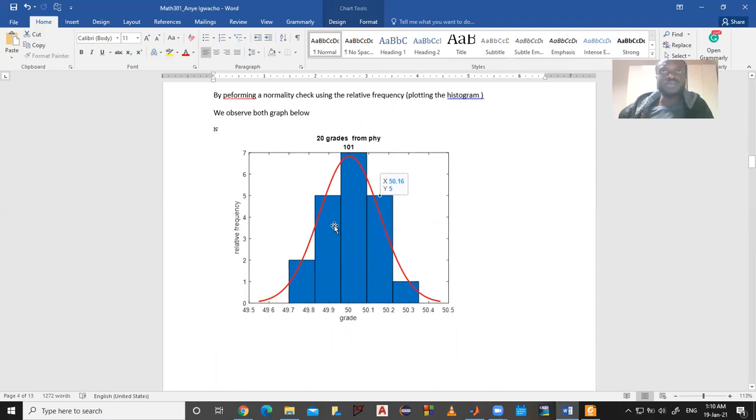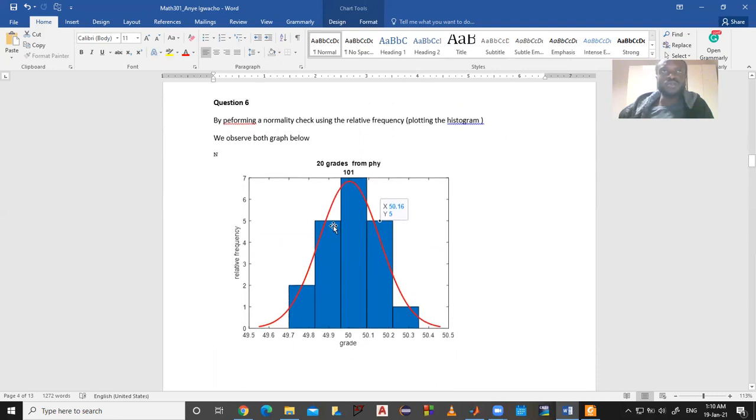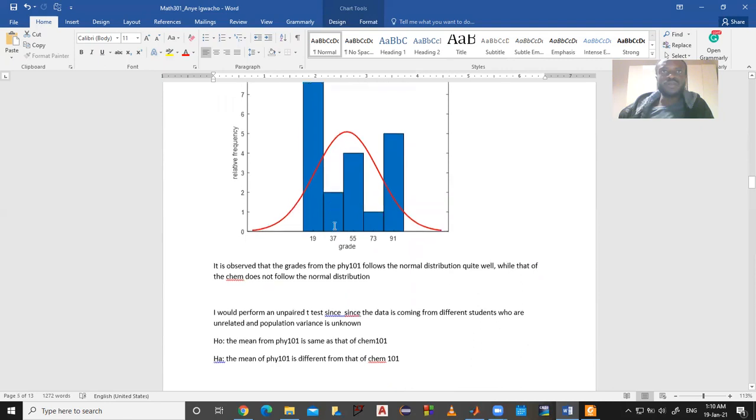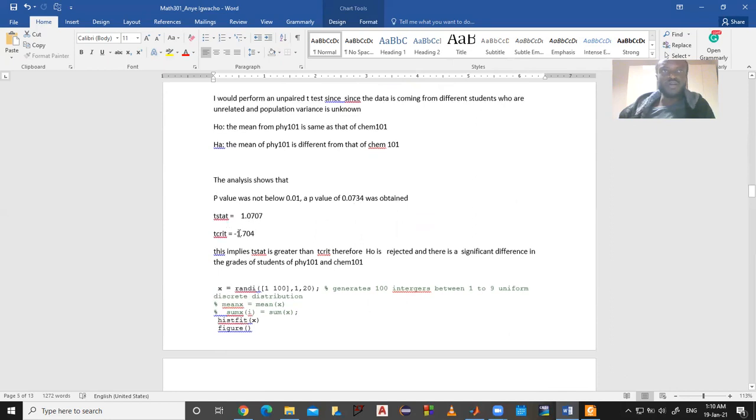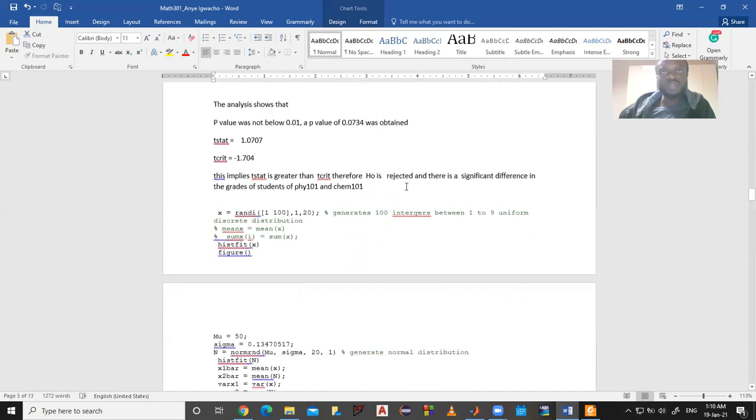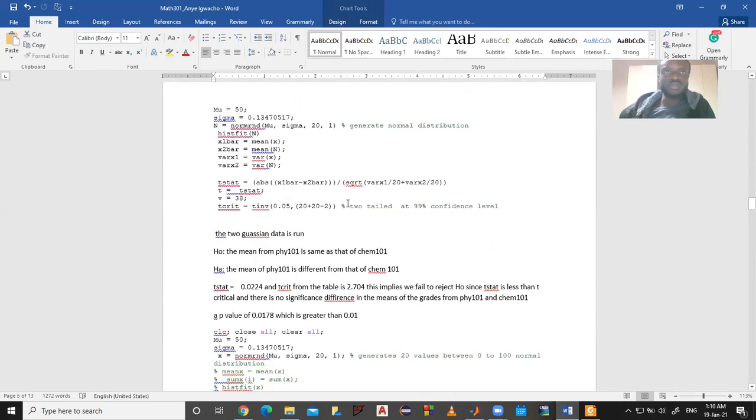Okay, so for question 6, we perform a normality check, and this is the histogram. After performing that, we declare the null hypothesis, which states that the mean for physics is the same as that for chem. After carrying out the test statistics, we determine that the T stat is greater than the T critical, which implies H0 is rejected.